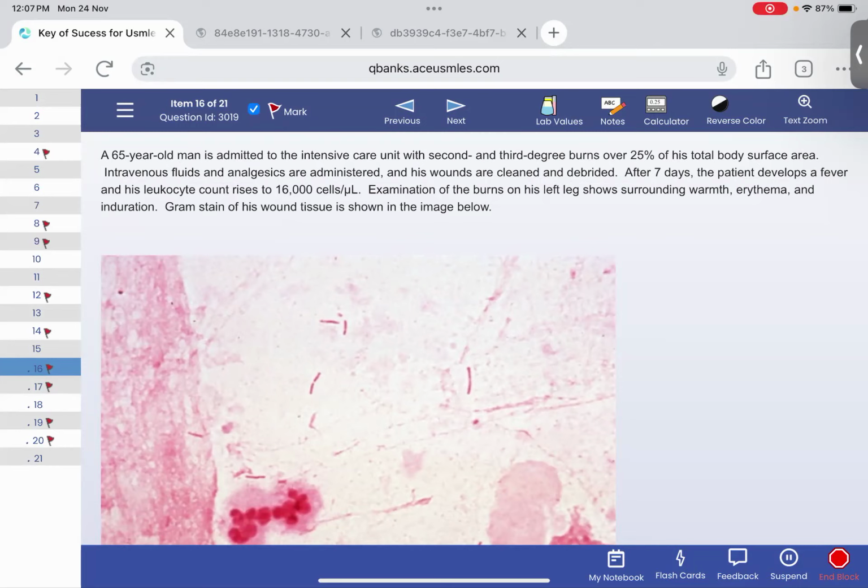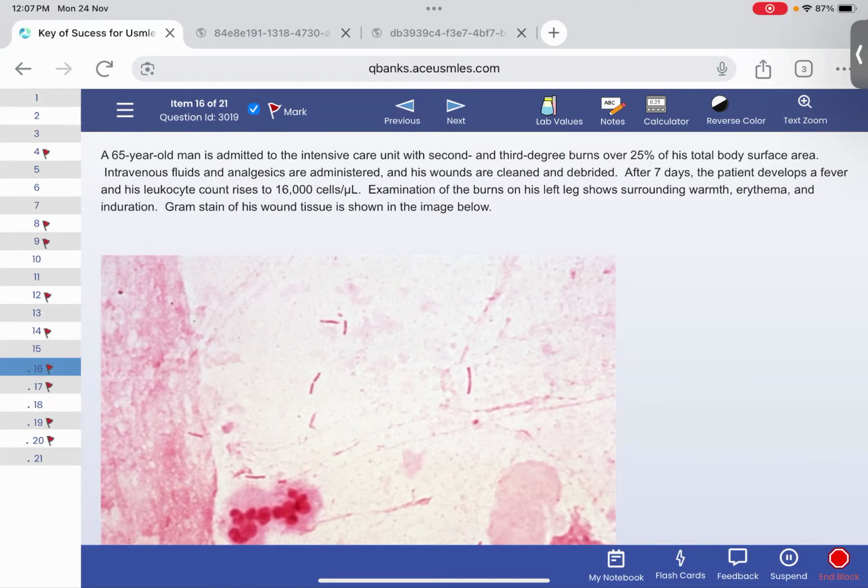Gram stain of this wound tissue is shown in the image below. A 65-year-old man is admitted to the intensive care unit with a second and third degree burn over 25% of his total body surface area. Intravenous fluid and analgesics are administered and his wounds are cleaned and debrided. After 7 days, the patient develops a fever and his leukocyte count rises to 16,000 cells per microliter. Examination of the burn on his left leg shows surrounding warmth, erythema, and induration.